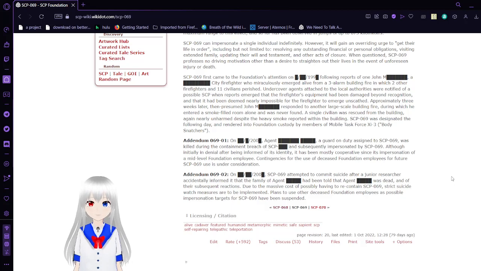SCP-69 first came to the Foundation's attention in the 90s, following reports of one John M., a Blank City firefighter, who miraculously emerged alive from a three-alarm building fire in which two other firefighters and 11 civilians perished. Undercover agents attached to the local authorities were notified of a possible SCP when reports emerged that the firefighter's equipment had been damaged beyond recognition, and that it had been deemed nearly impossible for the firefighter to emerge unscathed.